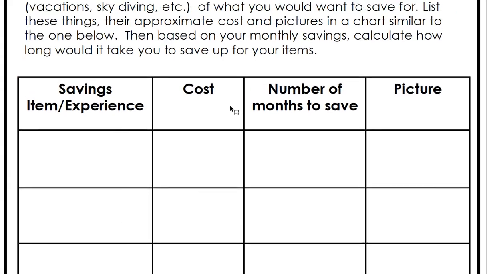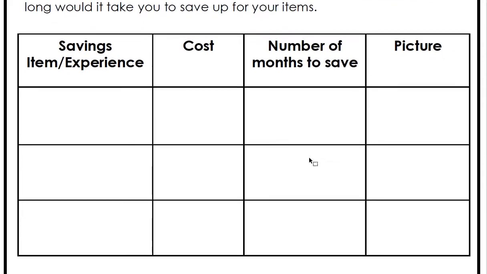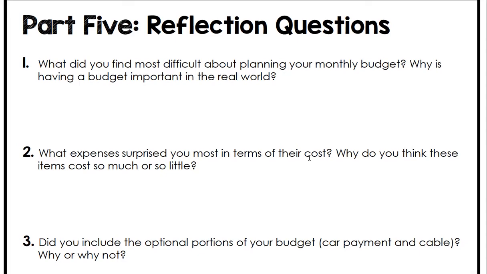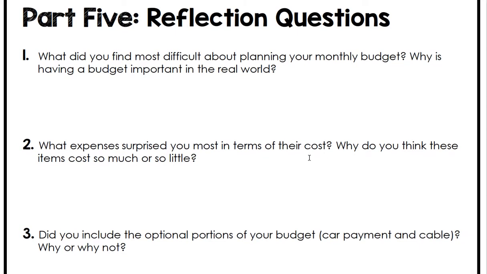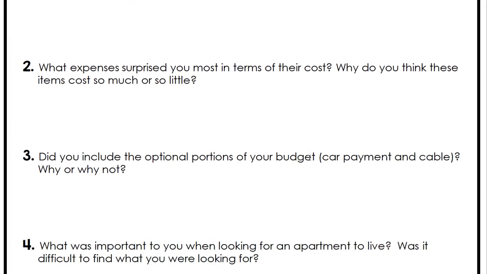and this is like your top 3. What you want, how much it costs, how much you need to save for it, and a picture. The reflection questions are pretty standard. What was difficult? Why do you think it's important to do this?